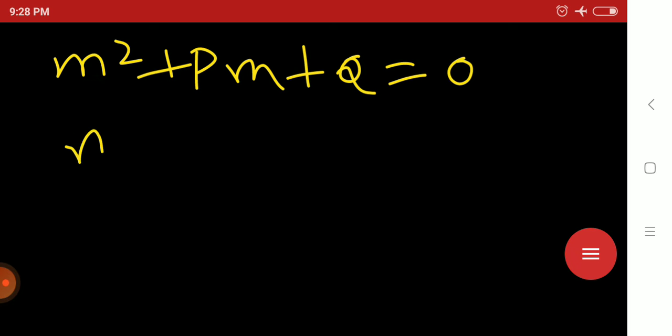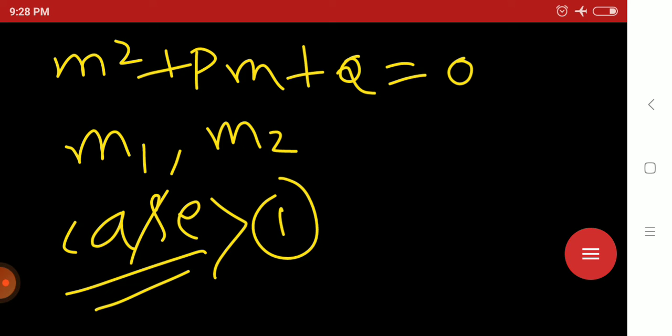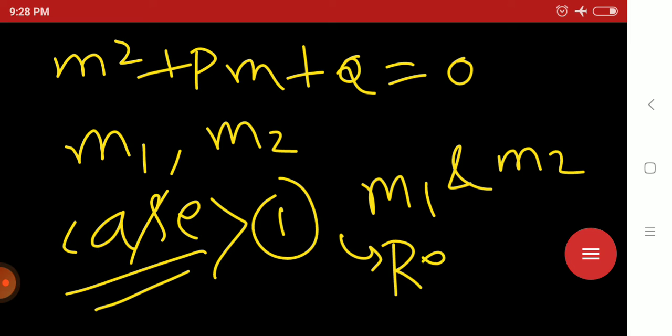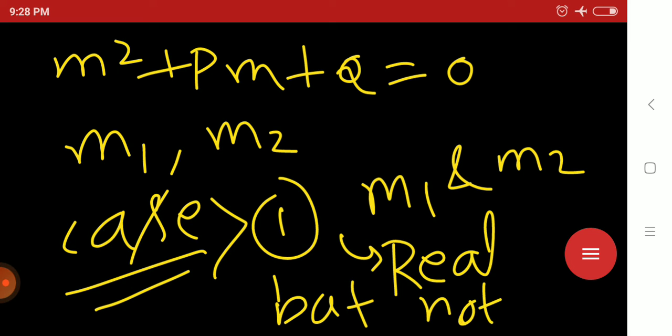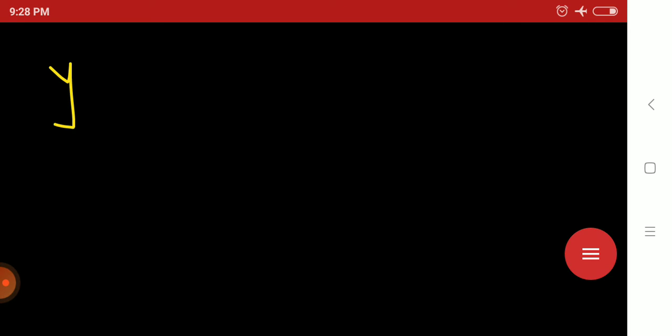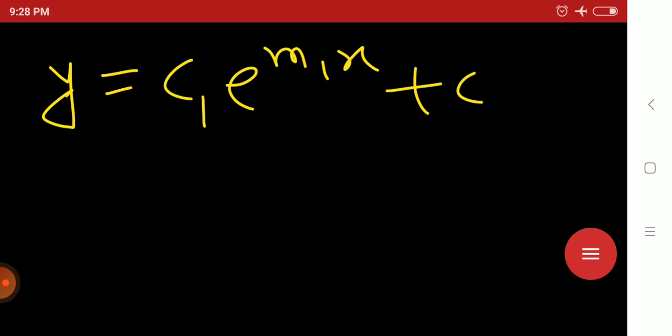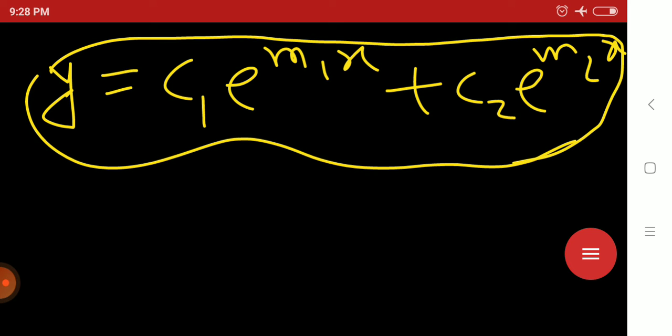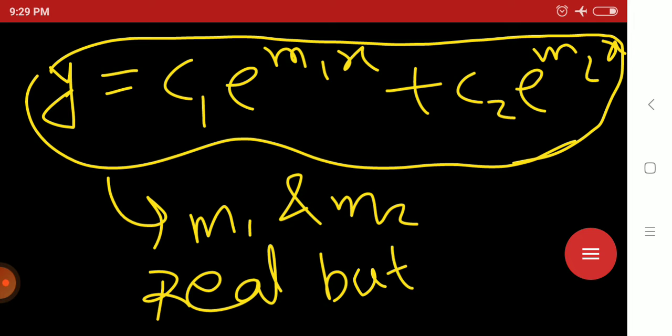Now you have got two roots after solving m square plus pm plus q equals 0 and factorizing it, m1 and m2. Now different cases come. Case 1 is if m1 and m2 are real but not equal. Then what is the solution? As it is a homogeneous linear differential equation, you will get only the complementary function. So the solution will be y equals c1 e to the power m1x plus c2 e to the power m2x. This is the first kind, applicable when m1 and m2 are real but not equal.